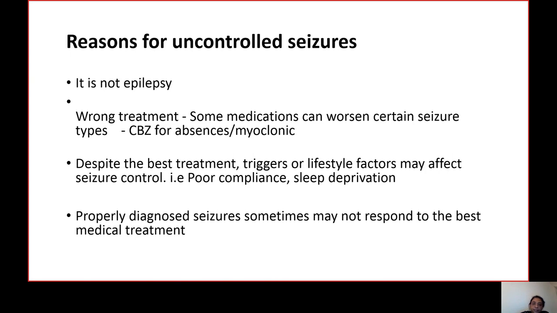For example, if there is poor compliance, or as in adolescence, we are talking about children here, so up to about 14, 16 years we look after, and in adolescence, they may have sleep deprivation and other recreational activities. So with those things, sometimes the lifestyle factors may affect the seizure control as well.